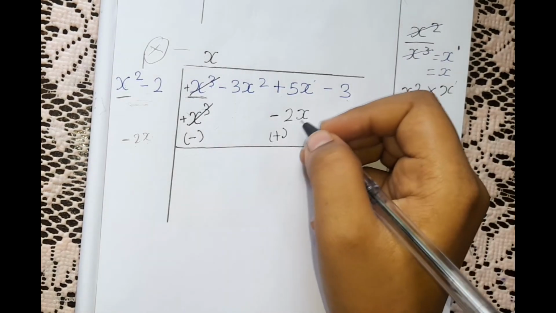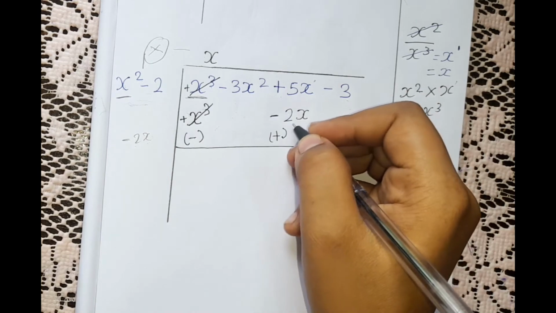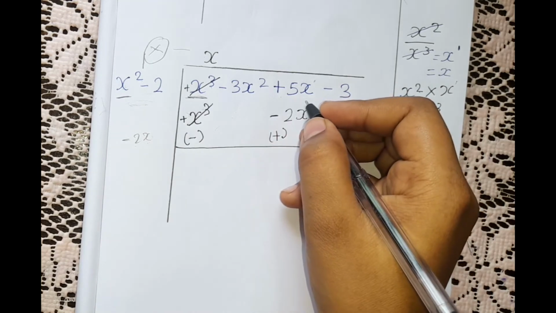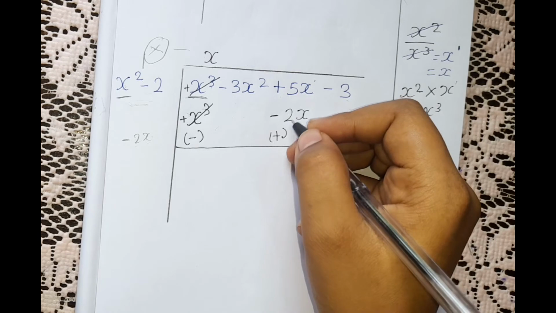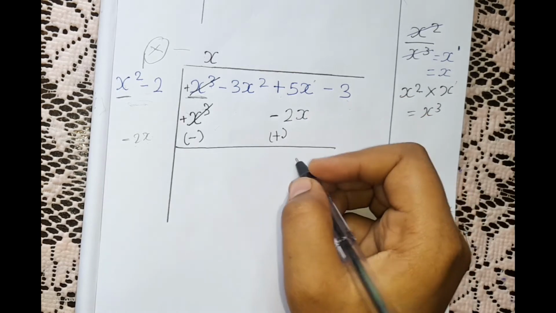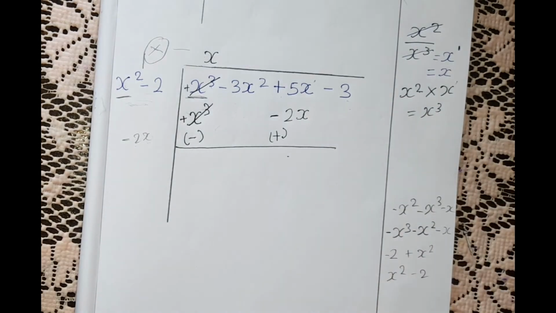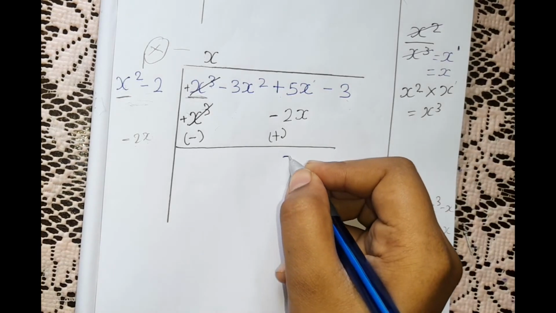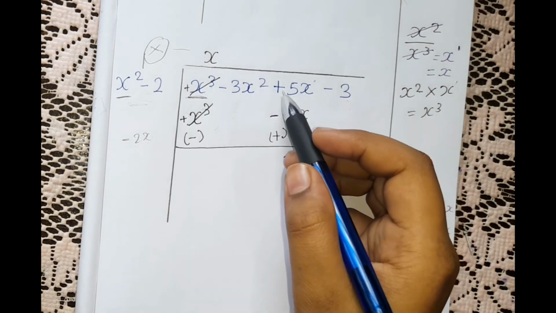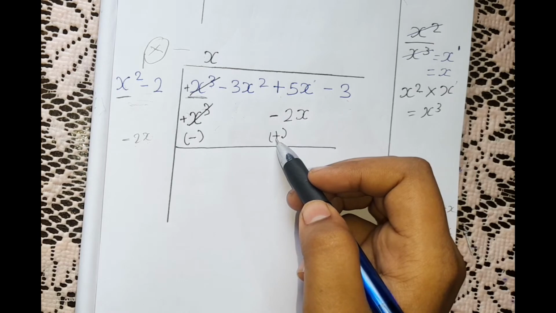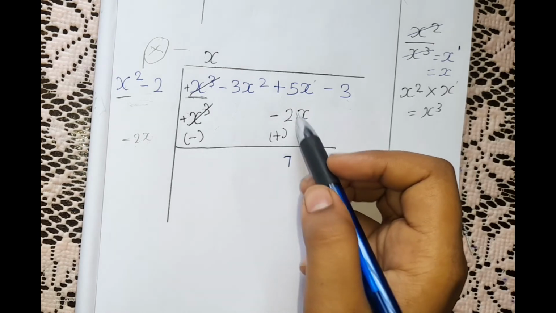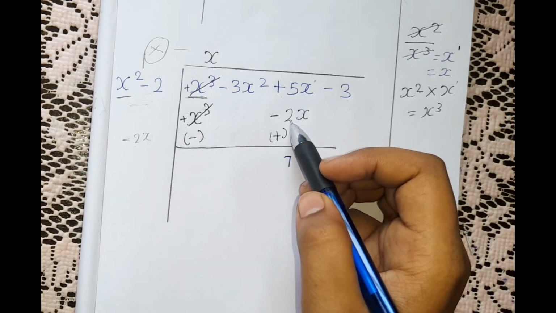So now I am going to be doing this one first of all. Here we have plus 2x and we have plus 5x. So 5 plus 2 is 7. So let me just write 7. Why? Because here plus is there, here plus is there. Plus into plus is plus. So I just add them up. So 5 plus 2 is 7.